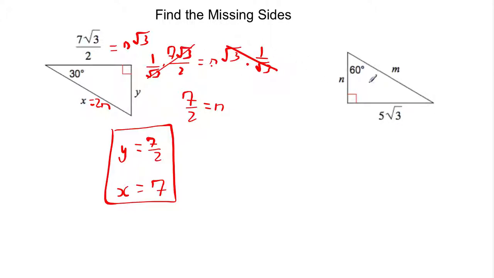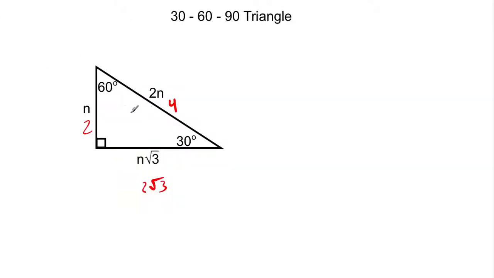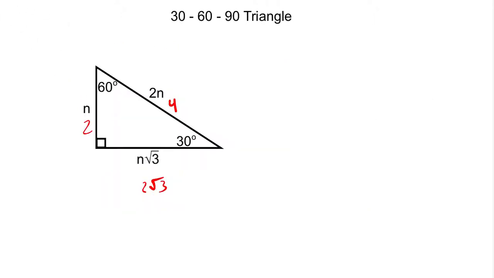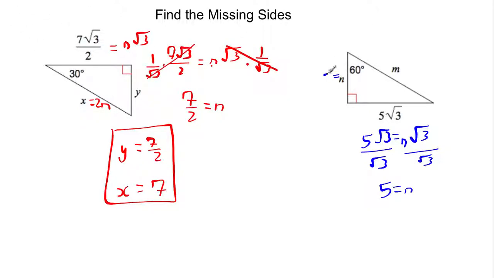Over here, the longer side we know is going to be n root 3. So we get that 5 root 3 is equal to n root 3. I can divide both sides by root 3, so I get 5 is equal to n. So this short side is n, so that equals 5. And this hypotenuse is 2 times n, which is 10.